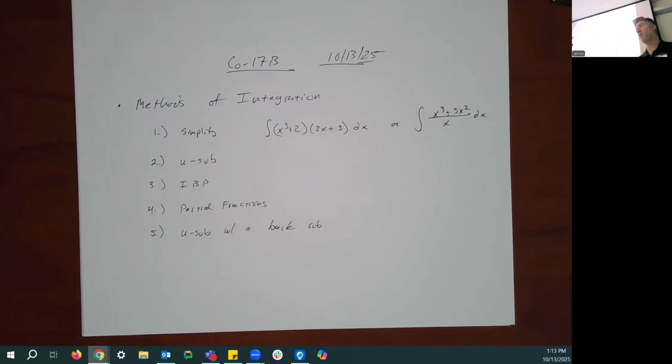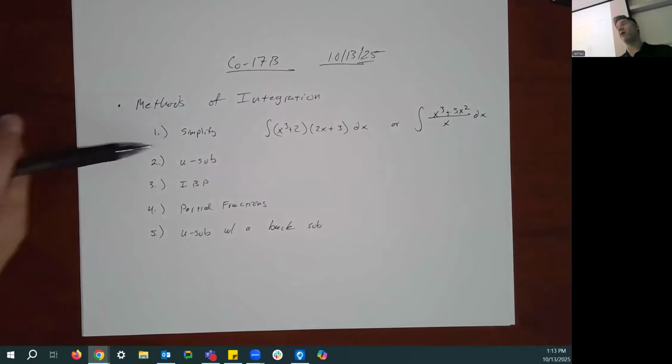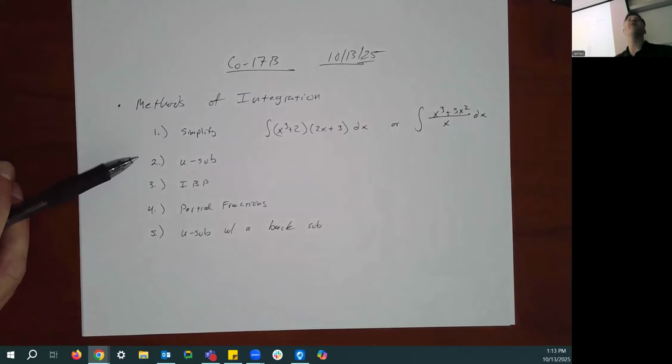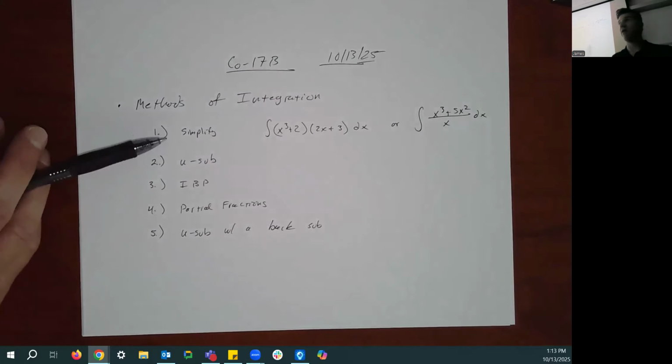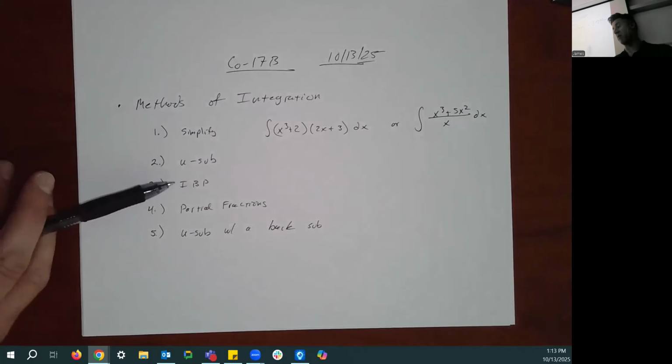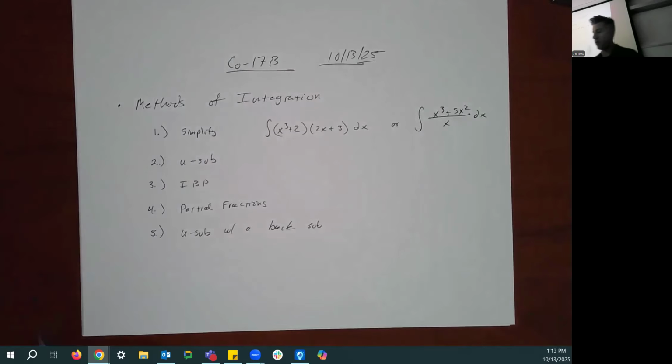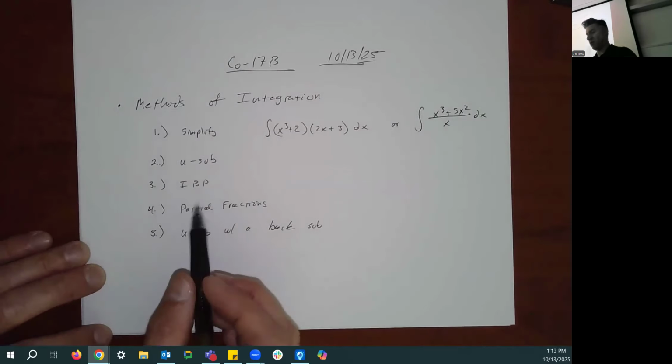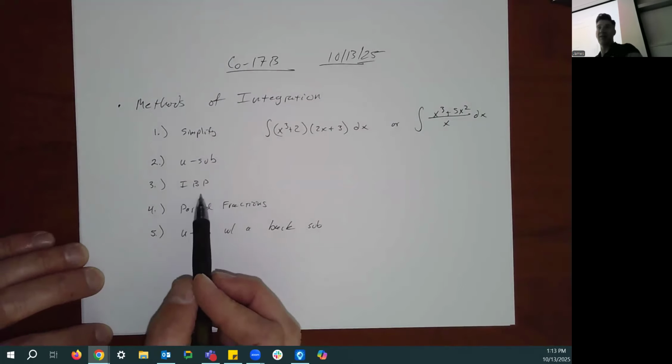I've written them in the order I would imagine trying them. If it doesn't simplify, I'm going to try a u sub first, or at least think about a u sub first. And if not a u sub, probably integration by parts. If neither of those things, partial fractions. And hopefully you can recognize the difference between what's going to look more like integration by parts and what's going to look more like partial fractions.